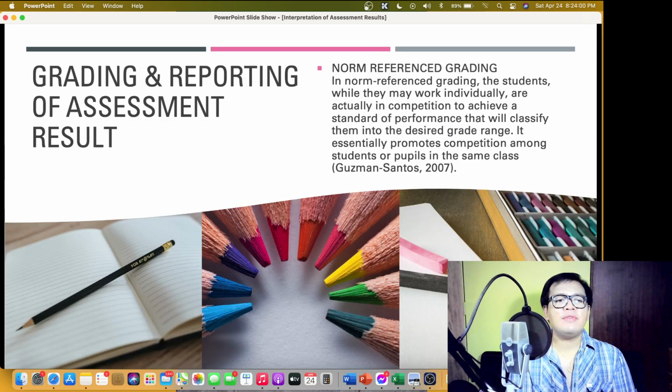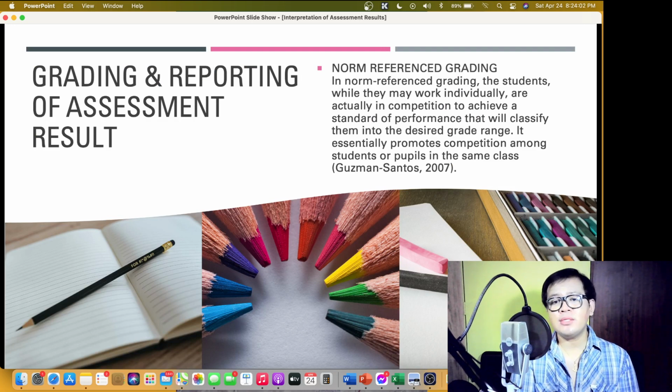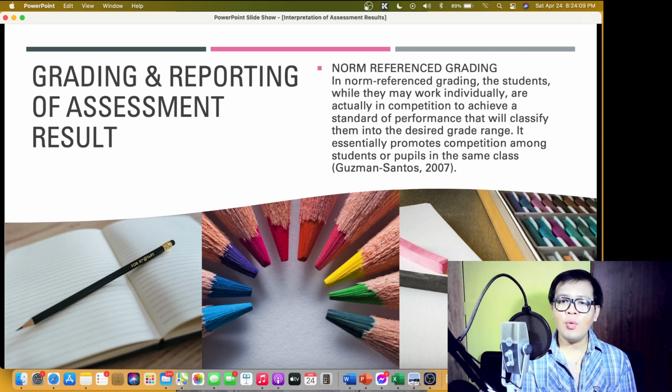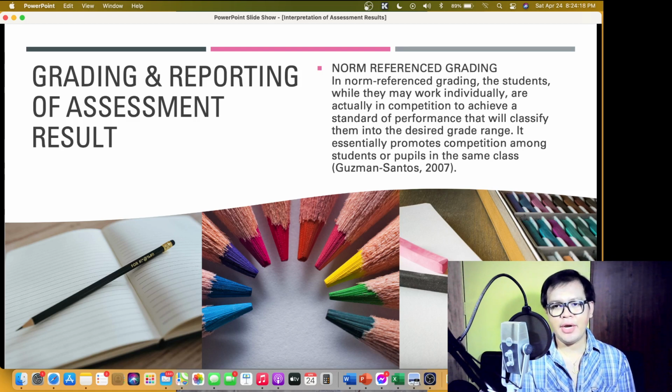Grading and reporting of assessment results. According to Guzman and Santos of 2007, in norm-referenced grading, when students work individually, they are actually in competition to achieve a standard of performance that would classify them into a desired grade range. It is very essential to promote competition among students or pupils in the same class.